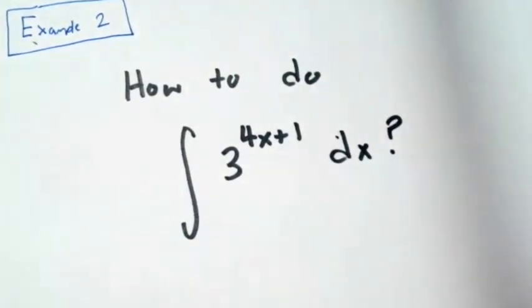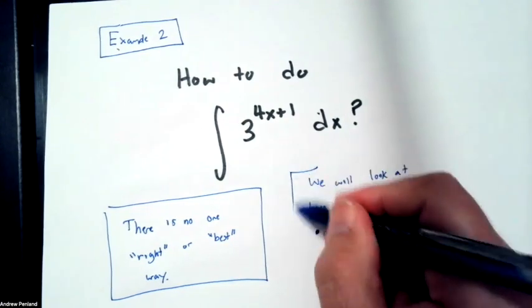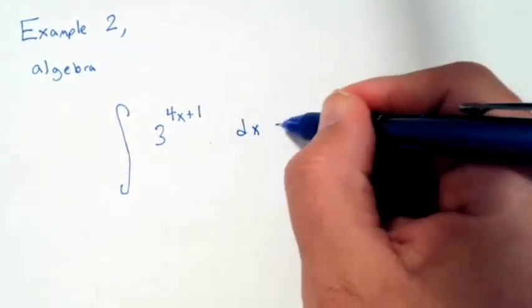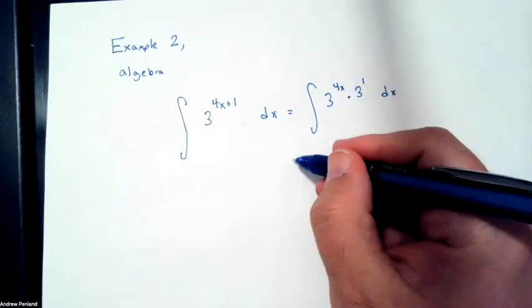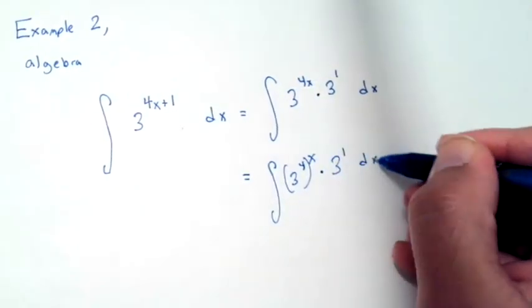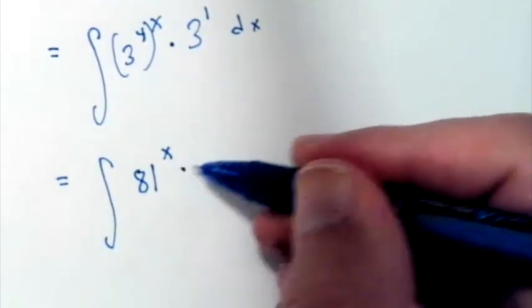Again, there is no right or best way. We will look at solving the problem using both algebra and substitution. Now we're going to use rules of exponents again. First, 3 to the 4x plus 1 is equal to 3 to the 4x times 3 to the 1. Then we rewrite 3 to the 4x as 3 to the 4, all raised to the x. Then we calculate that 3 to the 4 is equal to 81, and pull the 3 in front.